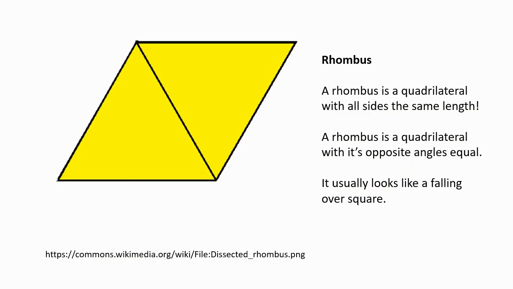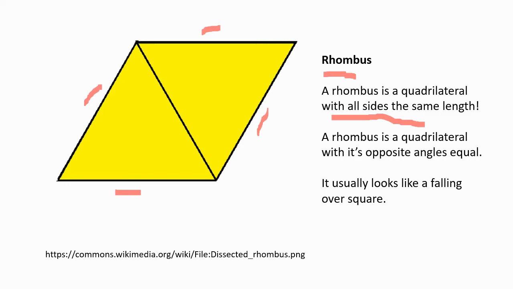We are going to look at a couple more shapes here. We are going to look at a rhombus, for example. A rhombus is a quadrilateral with all sides the same length. So this side is the same length as that side, and this side is the same length as that side. All the sides are the same length.